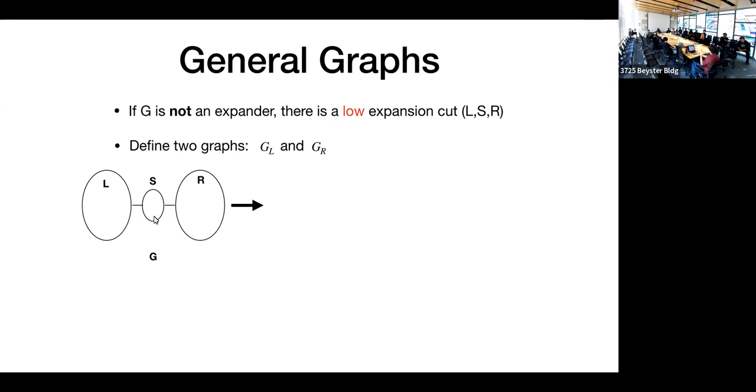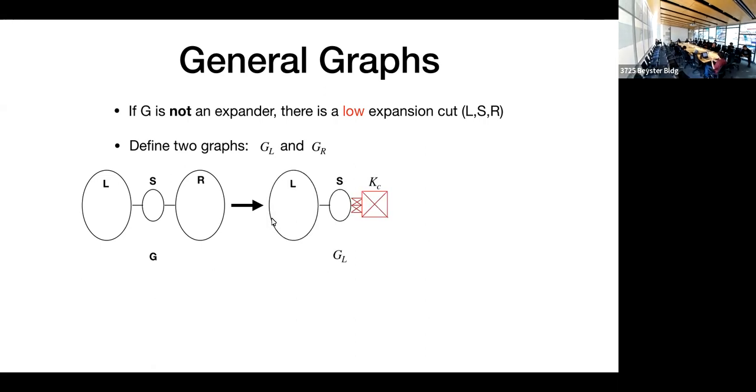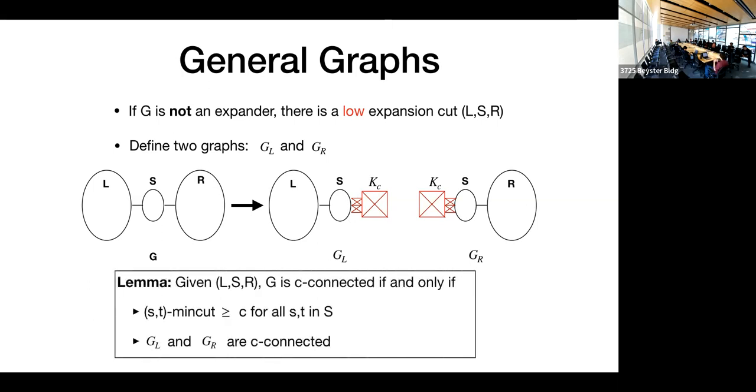Given the low expansion cut L, S, and R, I define G sub L to be the graph G after replacing the right component R with a clique of size C, and then I add a bi-clique between S and the clique. So this is G sub L. Then I define G sub R in the same way, symmetrically on the other side. The key property is that it allows us to recurse on this small graph to find the cut. The key lemma is that, given the vertex cut, the graphs G sub L and G sub R completely characterize the connectivity of G. It means that G is C-connected if and only if every cut that splits S and T inside S is at least C, and G sub L and G sub R are C-connected. I will sketch a bit how it works.